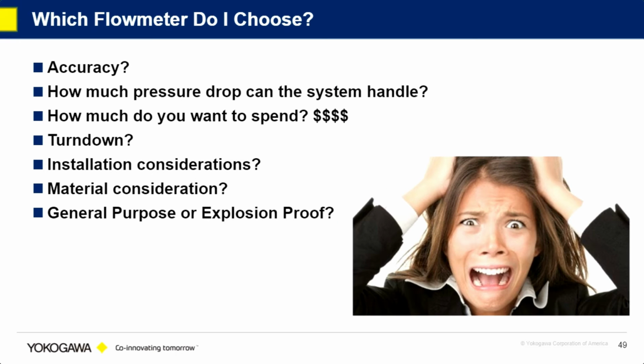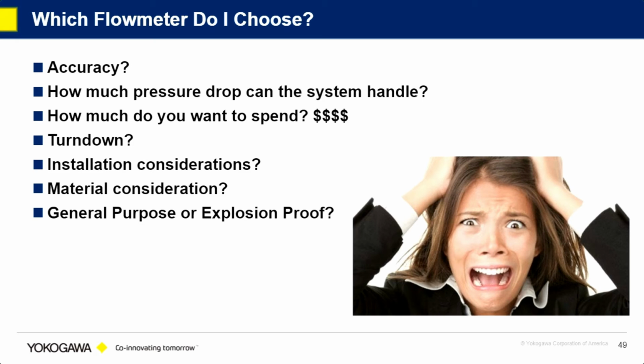So again, which one do I choose? What type of accuracy are you looking for? What type of turn down? Do you need to get down close to zero? What type of installation do you have? Do you have proper upstream or downstream piping?